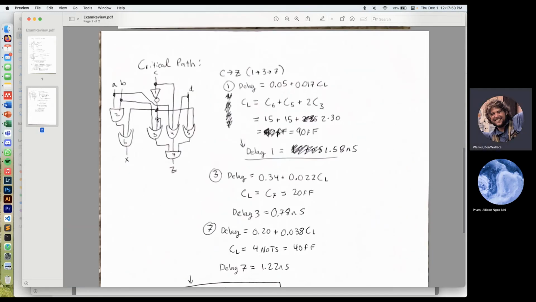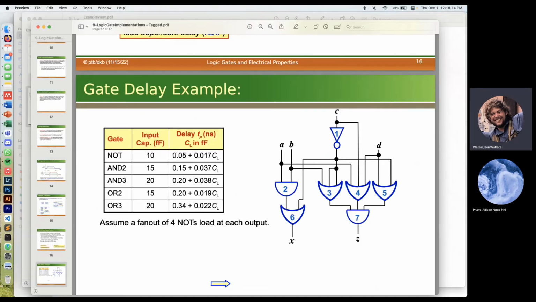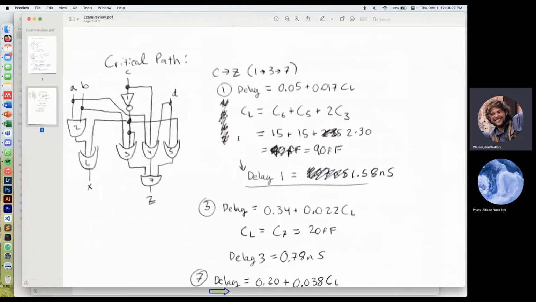Let's say we want to find the delay of the critical path. The first thing to look at is which path goes through the most gates. The path from C to Z goes through a lot of gates. It goes through gate 1, gate 3, and then gate 7. These slides give us a formula for the gate delay. They tell us the intrinsic delay in nanoseconds, and also the delay associated with the load capacitance for each gate.